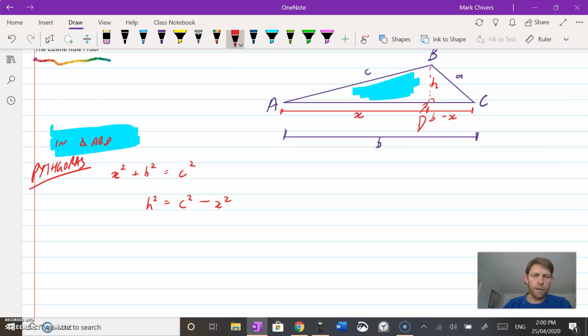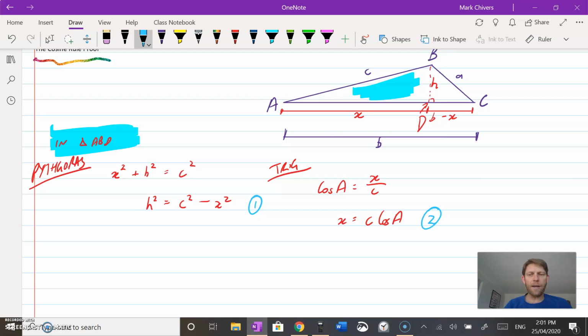Now also in that triangle, I'm going to use a bit of right angled trig. And I'm just going to say that cos of the angle A is the adjacent over the hypotenuse. So that's going to be x over c. And I'm going to rearrange that again to say that in this particular case, if I multiply both sides by c, I'm going to end up with x equals c cos A. All right, and I'm going to give those two some numbers. I'm going to call that equation number 1. I'm going to call that equation number 2. I'm going to come back to those later on.